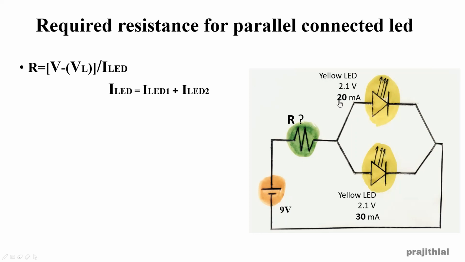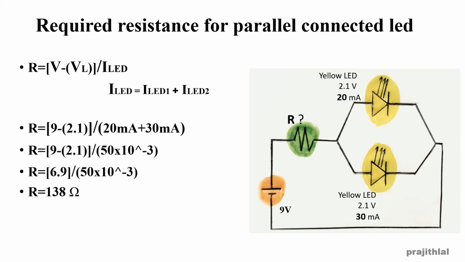So here we have a 20 milliampere and other we have a 30 milliampere. So the total LED current is sum of these two, that is 20 plus 30, 50 milliampere. So substitute these, the 9 volt, the voltage drop across LED, that is 2.1 volt, and the current 20 plus 30, that is 50 milliampere. We will get 138 ohm. That is how we should find the resistance.